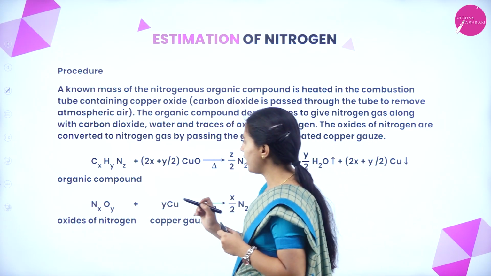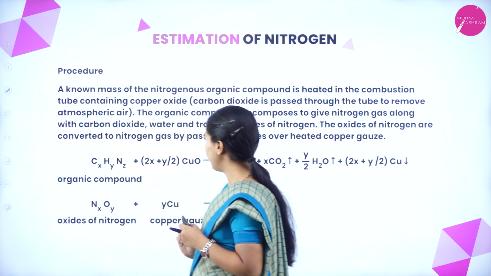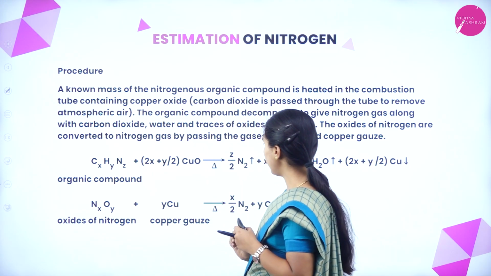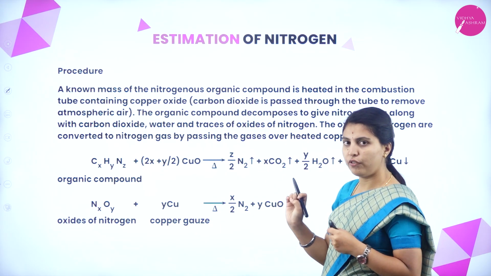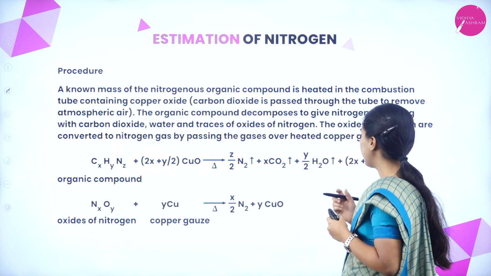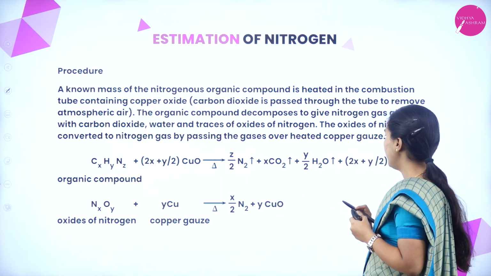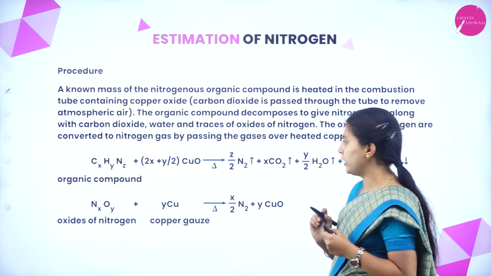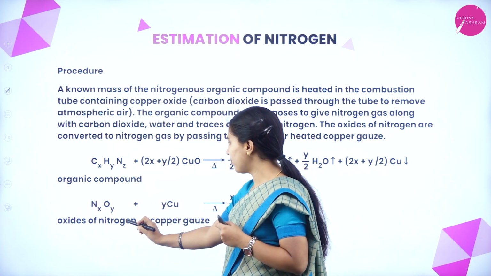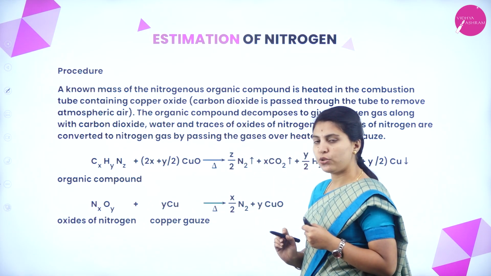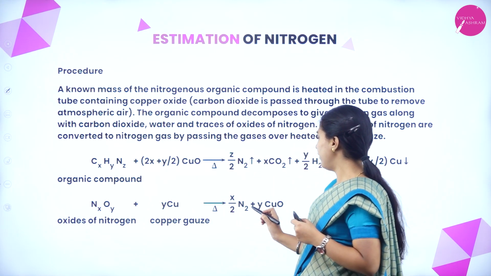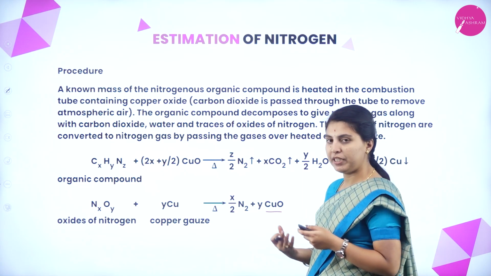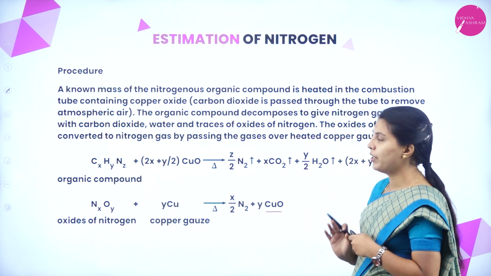See here, this is the nitrogenous organic compound treated with cupric oxide. These show how many molecules have been taken. This is carbon dioxide, here water will be released and copper will be reduced. The oxides of nitrogen will be passed over heated copper gauze, and the remaining nitrogen and copper oxide will be the products. This is the overall procedure.